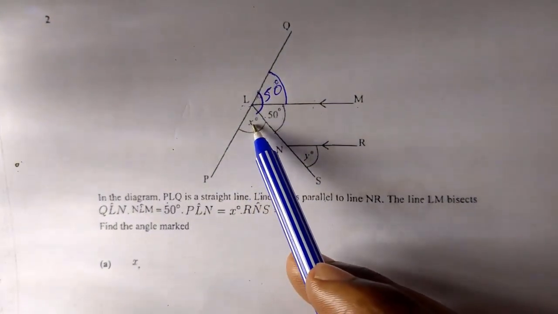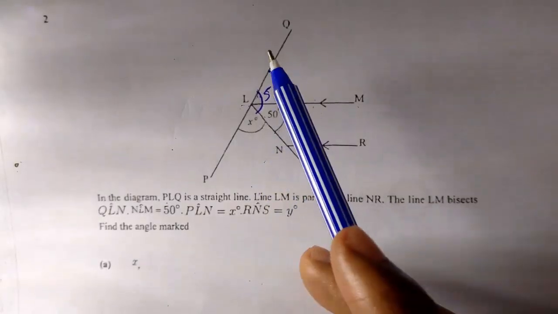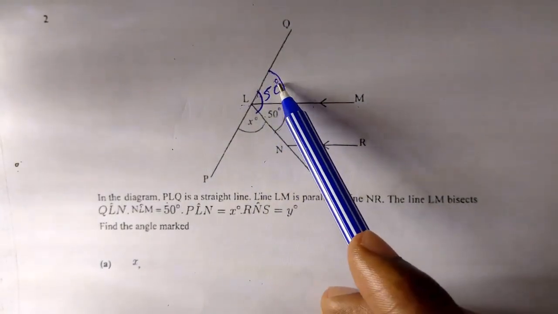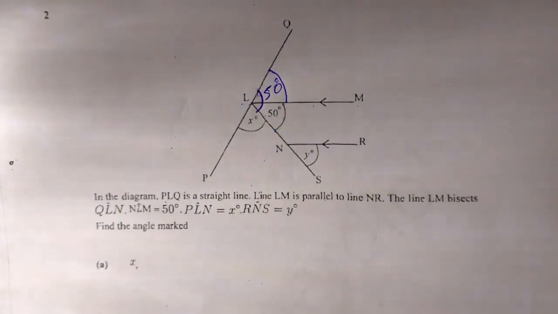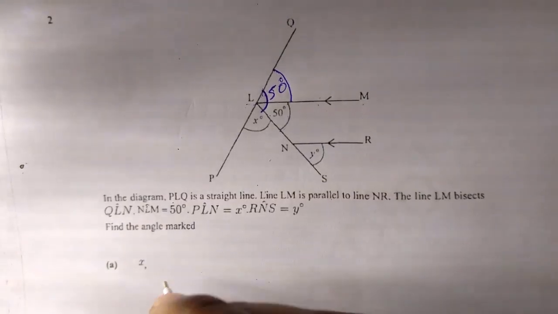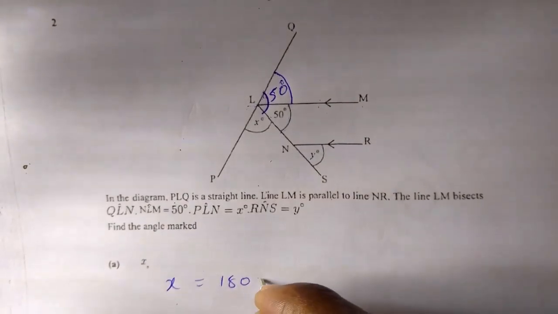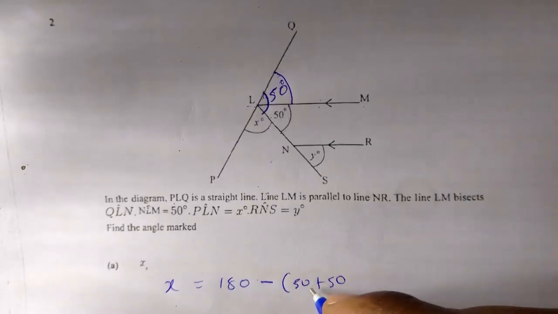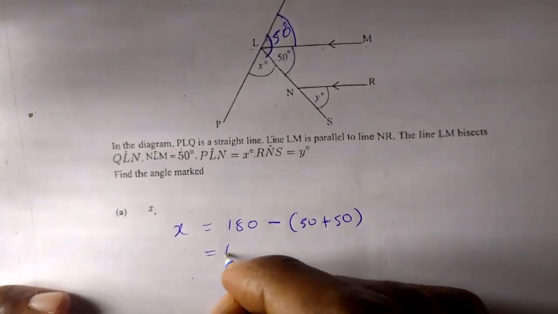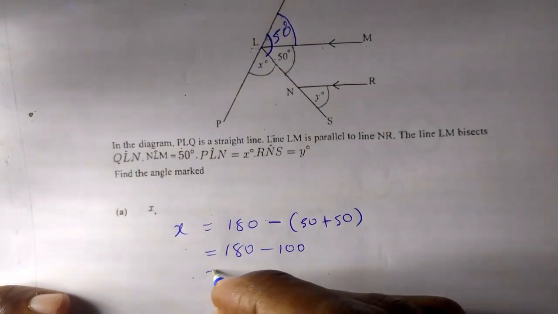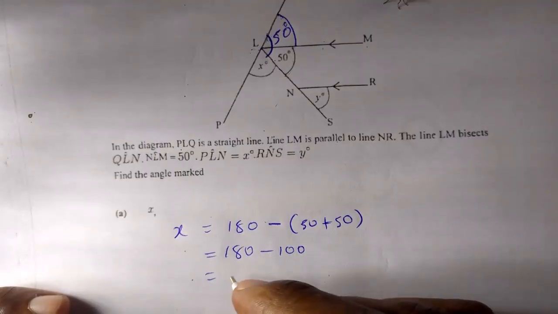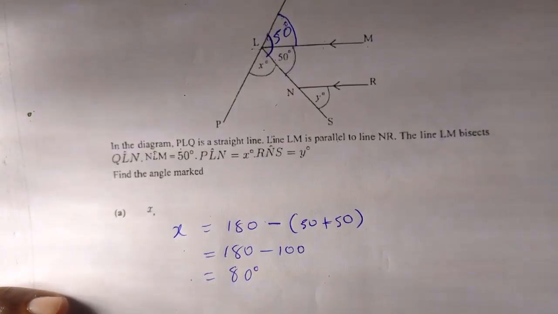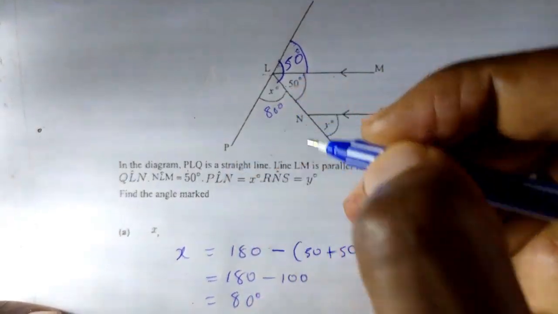And for us to get X, which is X here, we're just going to use this straight line. And for a straight line, the total of the angles is 180. So for us to get X, we're going to say 180 minus this plus this, which is 50 plus 50. So we're going to have 180 minus 100, and 180 minus 100 is 80 degrees. So it means X is equal to 80 degrees. So here we have an 80 degree angle.